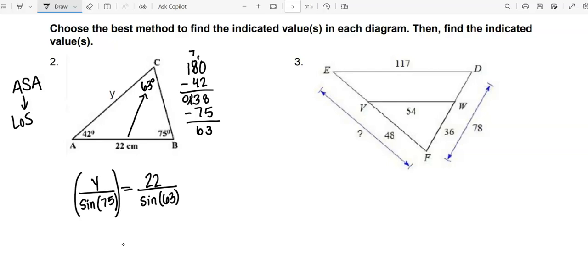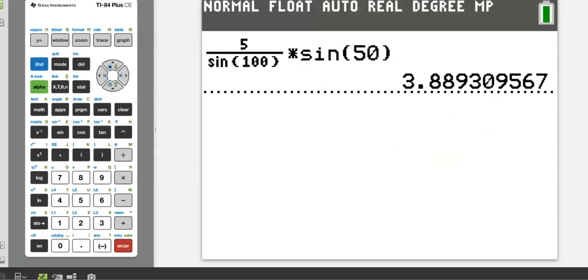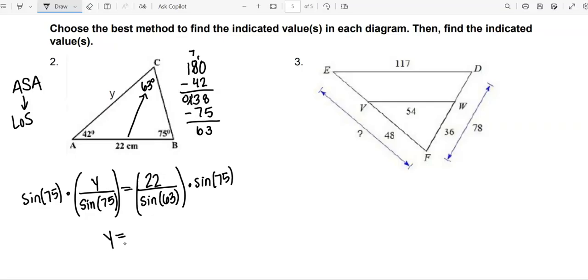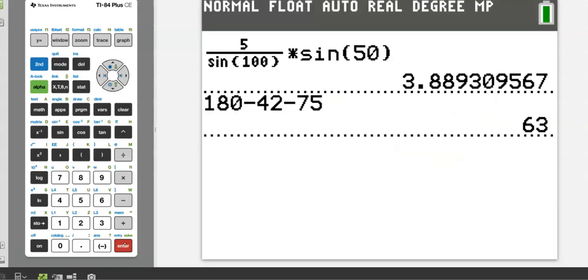And then multiply both sides by sine of 75 to solve for y. So I've got y equals, it is a side length, so we'll go 3 places. I'm going to double check to make sure that 63 is correct before I go on. So 42 and 75, 180 minus 42 minus 75. I did get it right, and so we've got 22 over sine of 63.